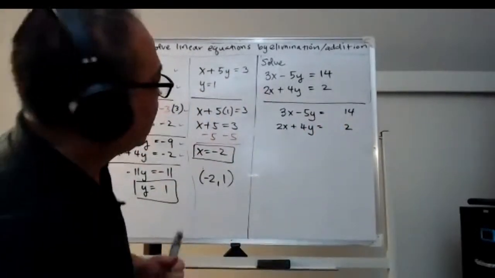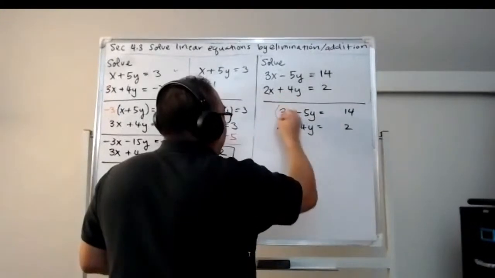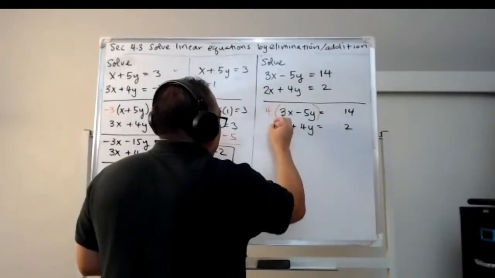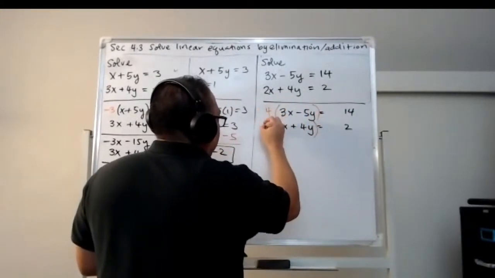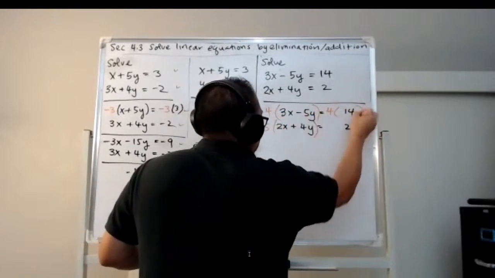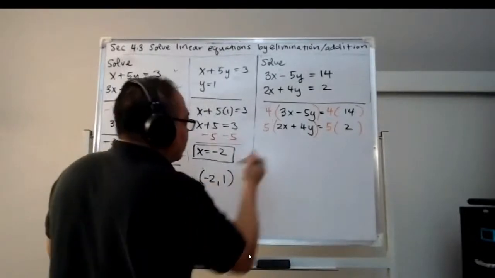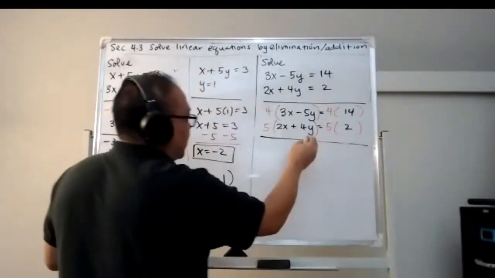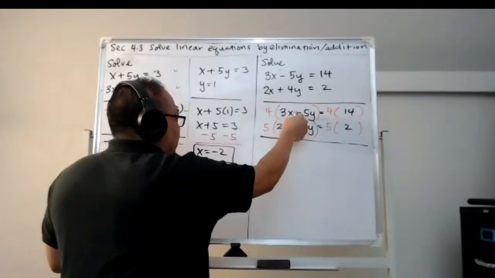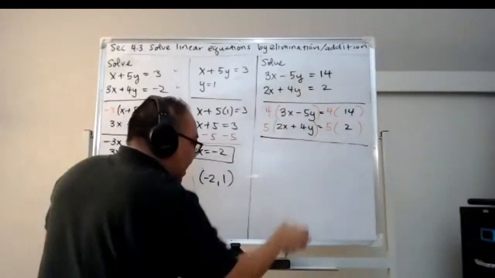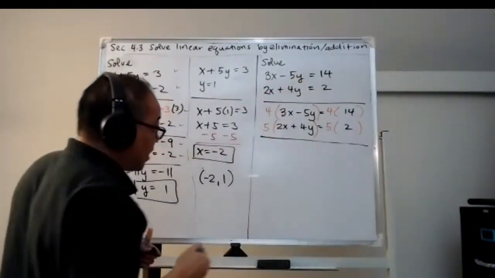Okay. Now I'm going to multiply this one by 4, and multiply this one by 5. So go ahead and do that. Okay, go ahead and distribute it, and you'll see that you'll get a -20 here and a 20 here. Add them together and cancel out the y's.